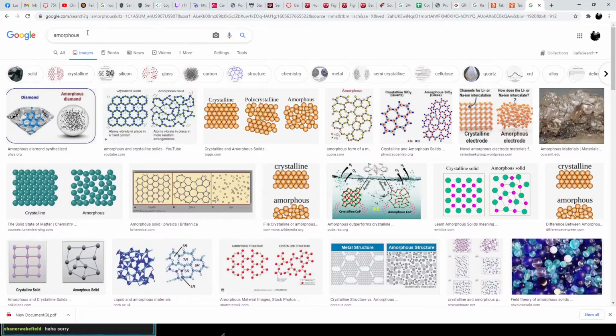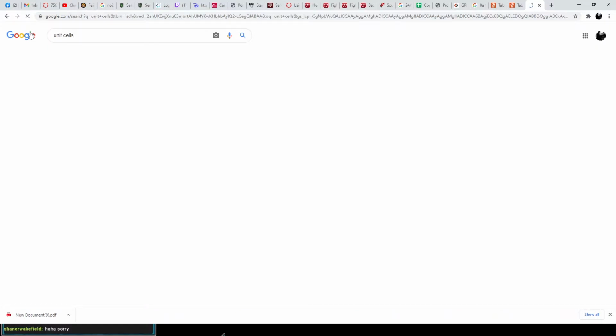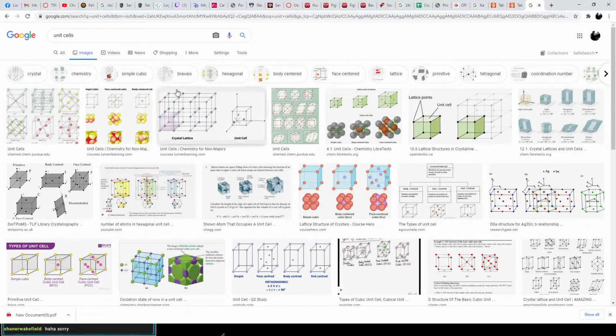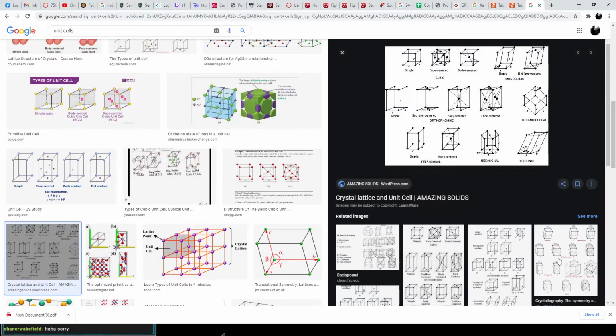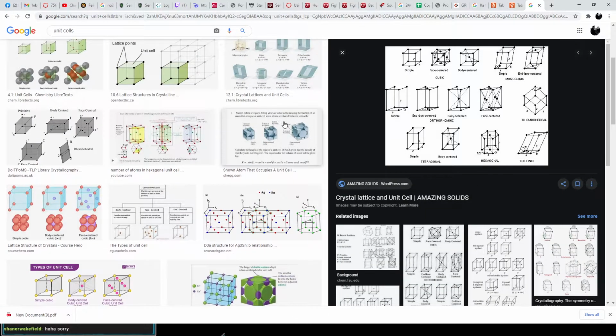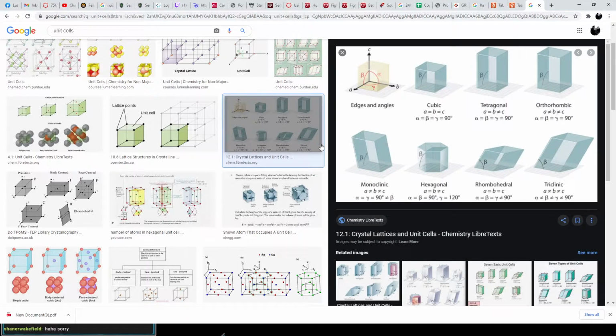Okay. We're going to see that crystalline ones can adopt any number of fun shapes. Actually, I think I saw a better one up here. Yeah, we're going to look at this in just a second.